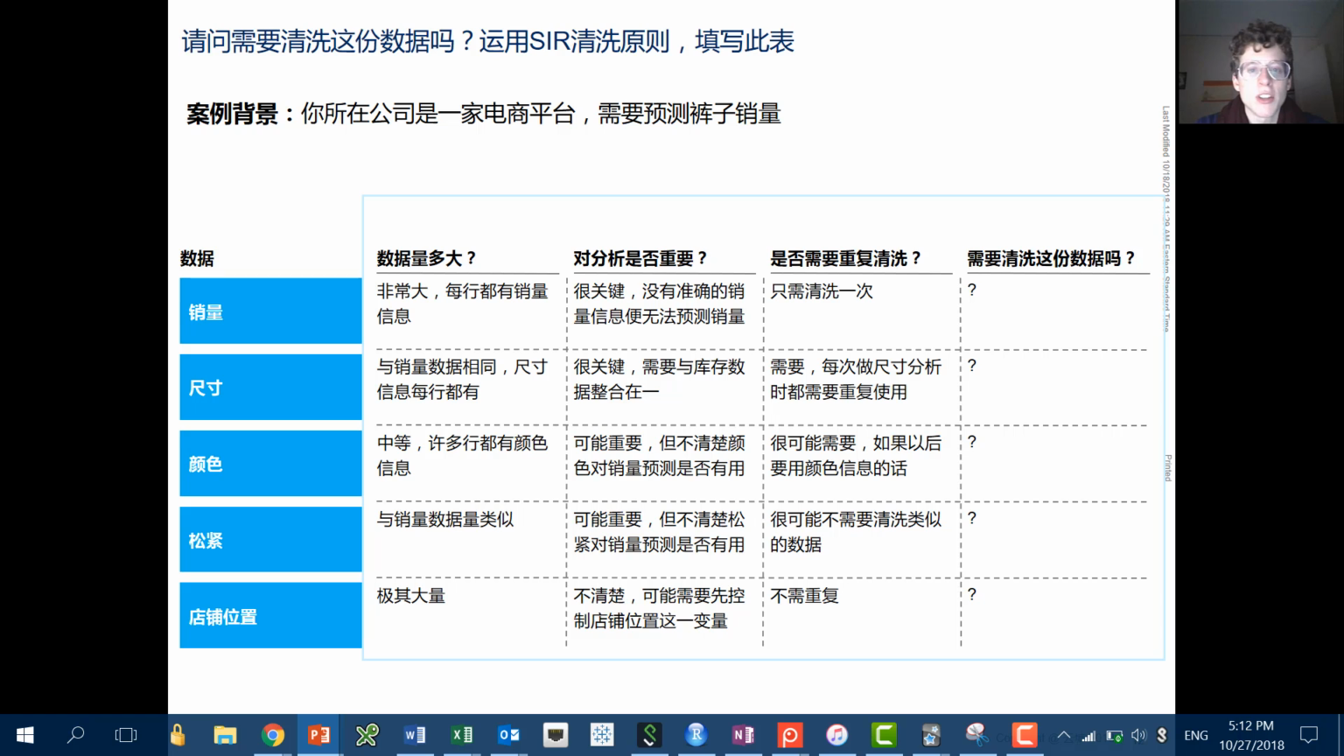So let's use the SIR framework, which is: how large is the data, how important is the data for the analyses, and is it repeatable? I'm going to give you 3 minutes to go through and try to prioritize these. I want you to do 2 things. One, should you clean it at all? And two, which would you clean first, second, third, fourth, fifth, if you had to clean them all? I'll give you a second to do that, and we'll come back together.